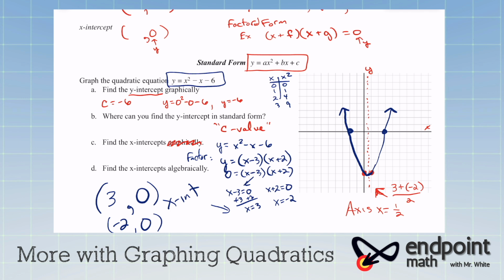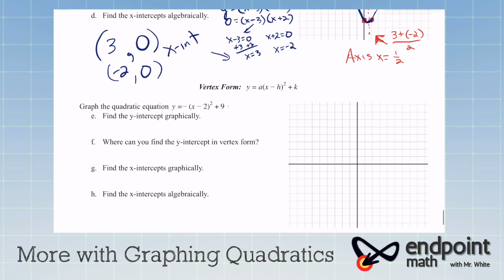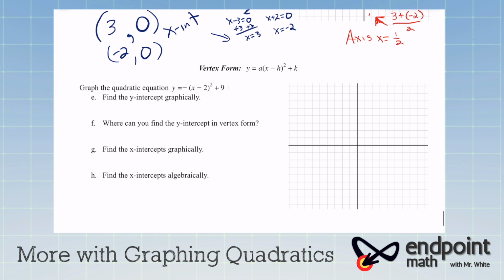We were able to get a pretty quick sketch of this thanks to the y-intercept and especially thanks to the x-intercepts. They were very helpful there. Let's talk about the other form that we've been working with some, and that is vertex form. Vertex form is where the vertex is at (h, k). You don't have to do any calculating at all. It's just staring at you.